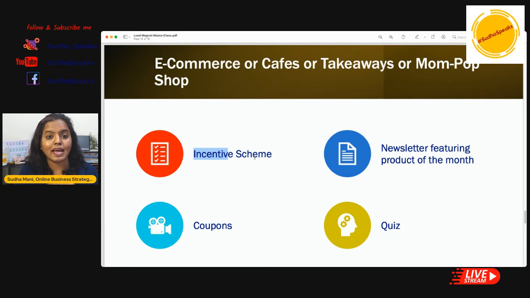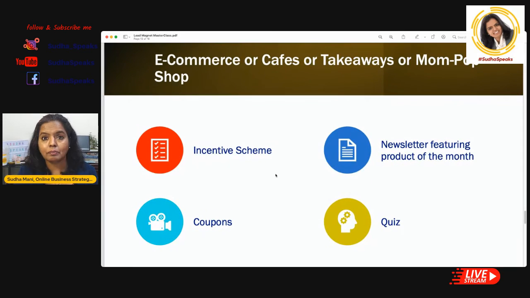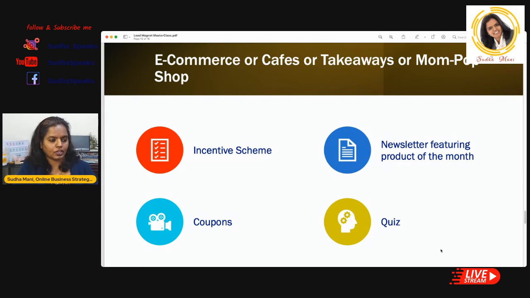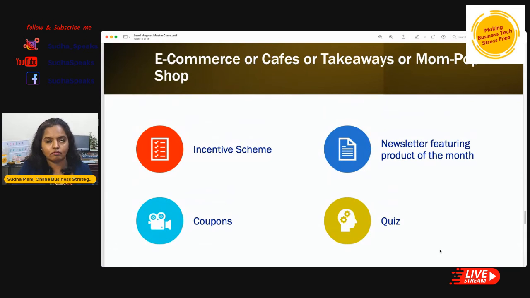But incentive schemes, dentists, those people could use this quite heavily. Therapists, acupuncturists, reflexologists. These people can use these offers because it is really hard when you're in the therapy industry, because there's so much competition. So use it. Incentive scheme, a newsletter featuring the product or services, and coupons, discount coupons. Again, a quiz. They like these. So those are the things which you can do quite heavily.